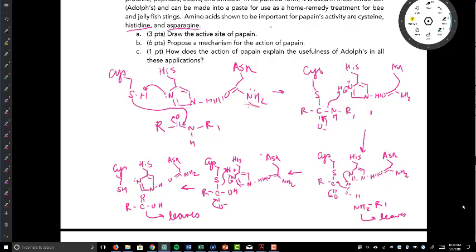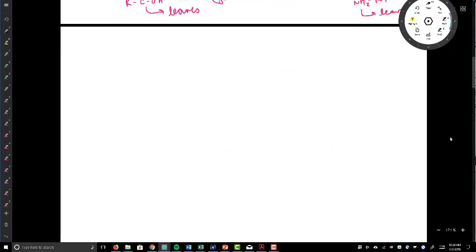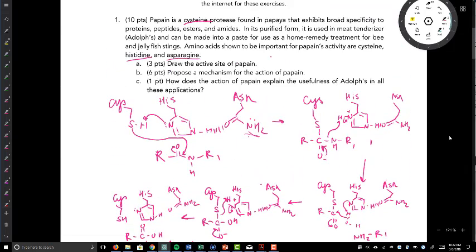Because if you remember, the concentration of water in water is 56 molar. There's a lot of water that can then be pulled into the active site and used strategically. So the other question was, how does this mechanism work? Well, papain chews down amide bonds, and it's very non-specific.